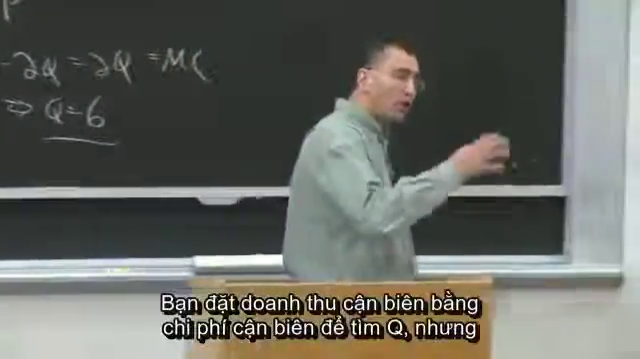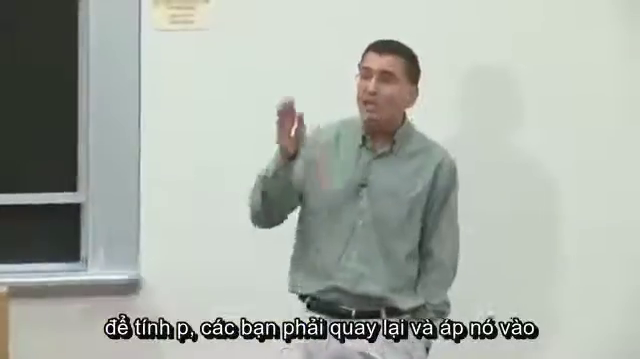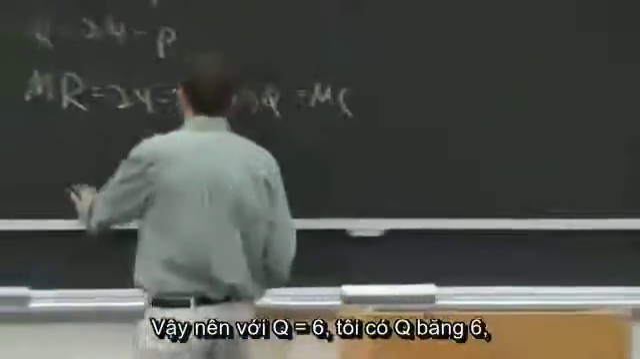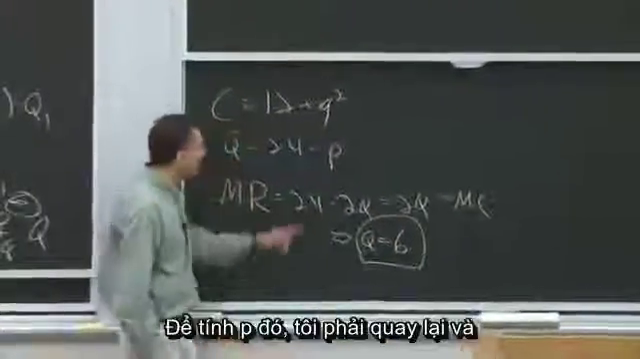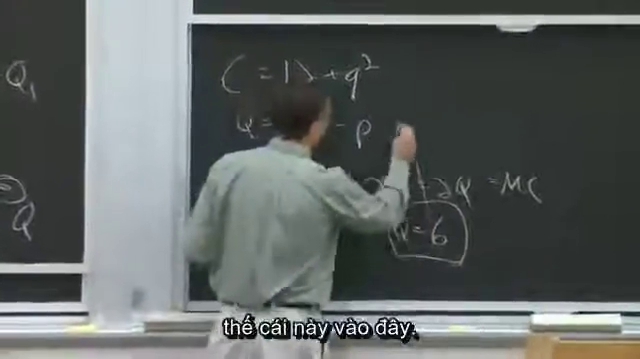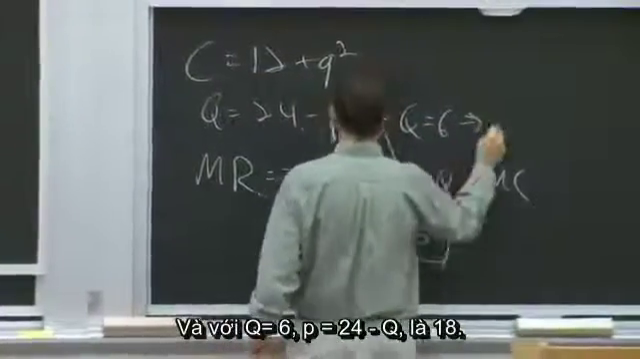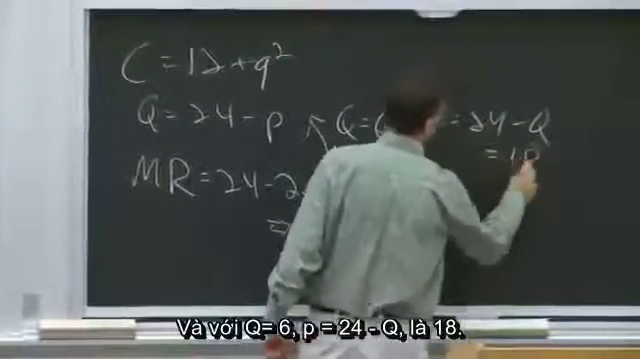Okay? You set marginal revenue equal to marginal cost to derive Q. But then to get P, you've got to go back and plug that into the demand curve. So with a Q of 6, well, what's the P? To get that P, I've got to go back and plug this in here. At Q equals 6, P is 24 minus Q, or 18.